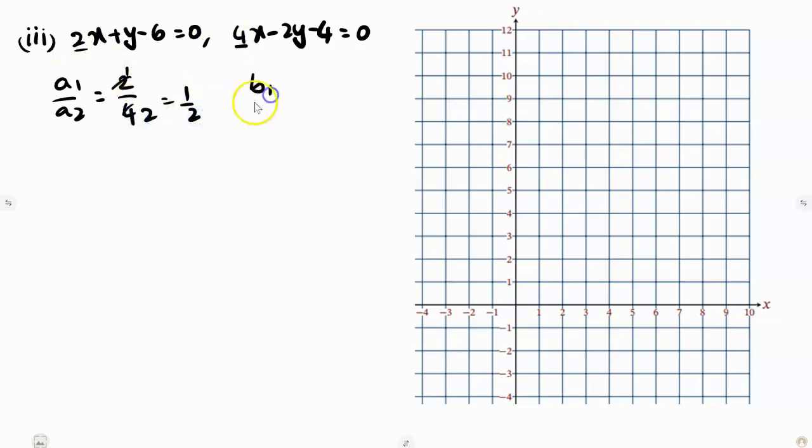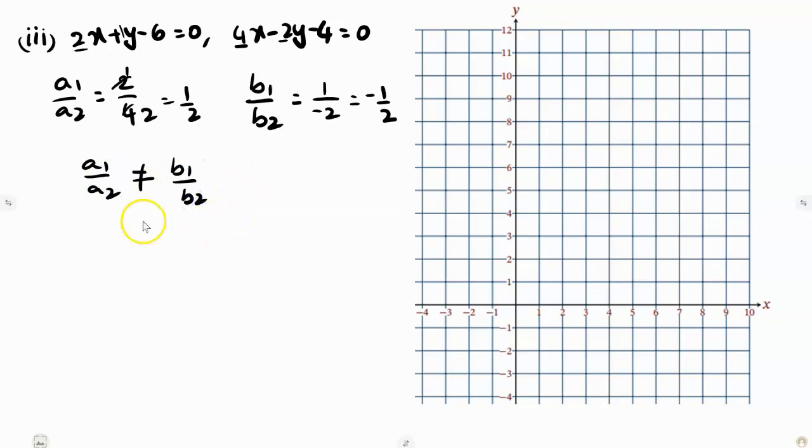So let us take b1 by b2 now. b1 by b2 means the ratio of coefficients of y. Here the coefficient of y is 1, here the coefficient of y is minus 2. So 1 by minus 2, which can also be written as minus 1 by 2. So what did you understand here? a1 by a2 is not equal to b1 by b2. So we need not find c1 by c2. If a1 by a2 and b1 by b2 are not equal, they are consistent. If they are consistent, you need to find the solution.